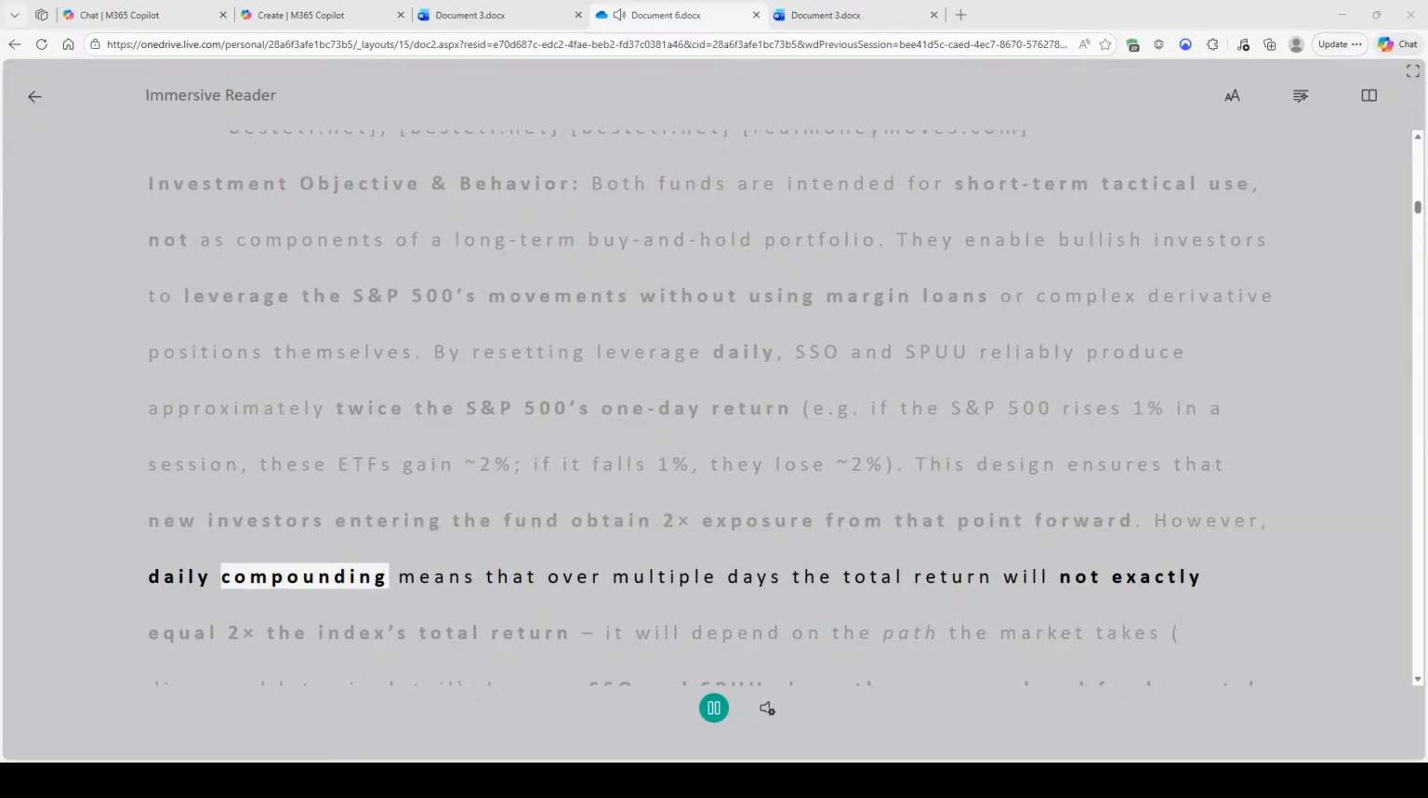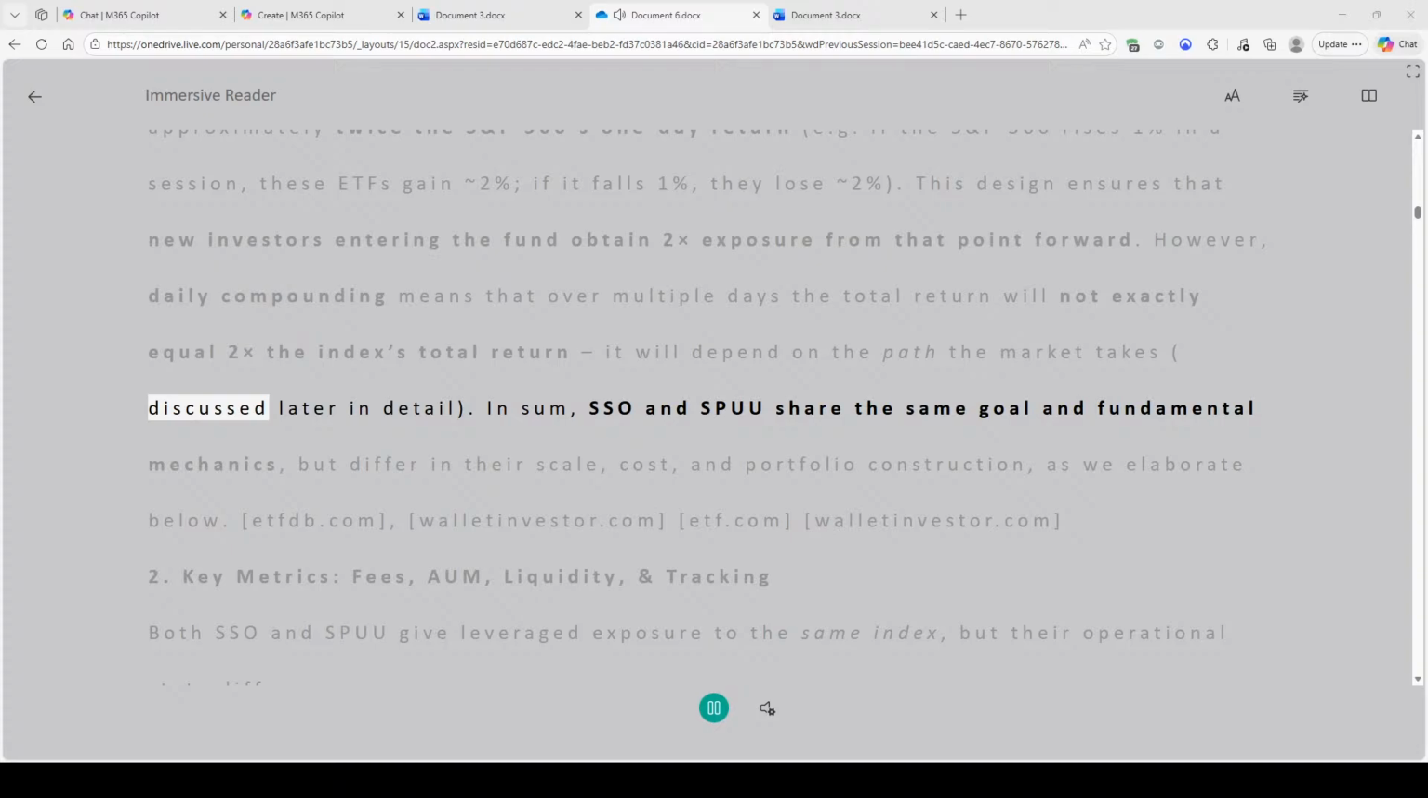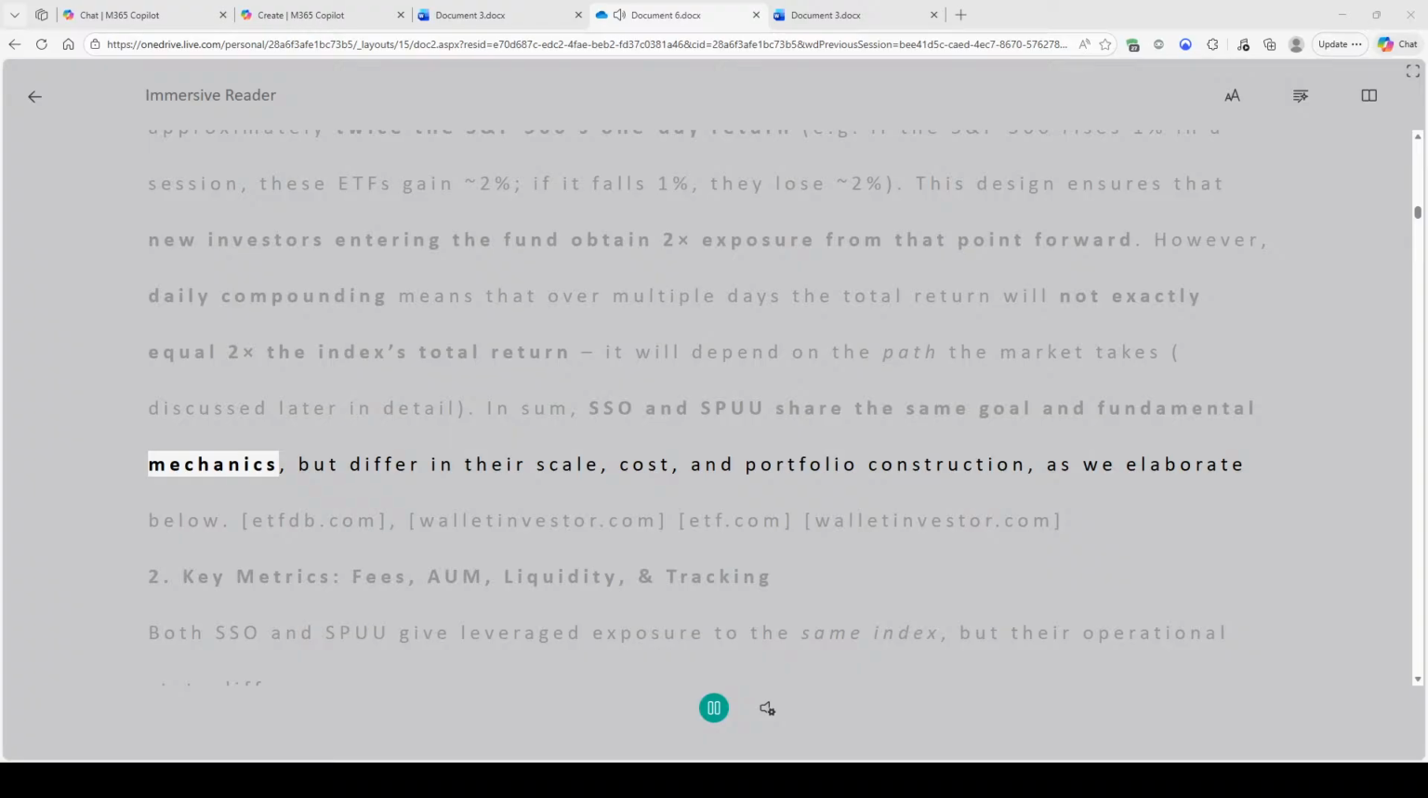However, daily compounding means that over multiple days the total return will not exactly equal 2 times the index's total return. It will depend on the path the market takes, discussed later in detail. In sum, SSO and SPUU share the same goal and fundamental mechanics, but differ in their scale, cost, and portfolio construction, as we elaborate below.